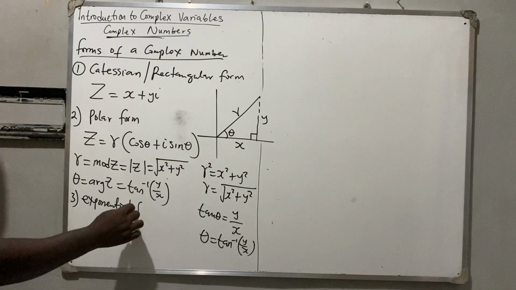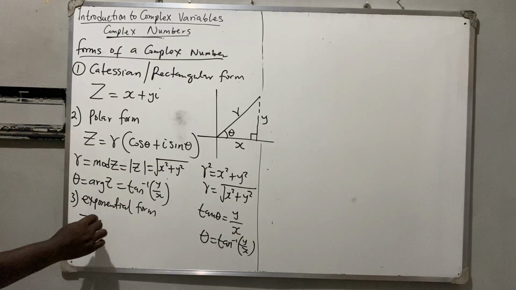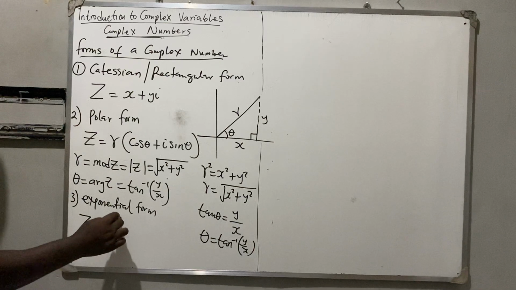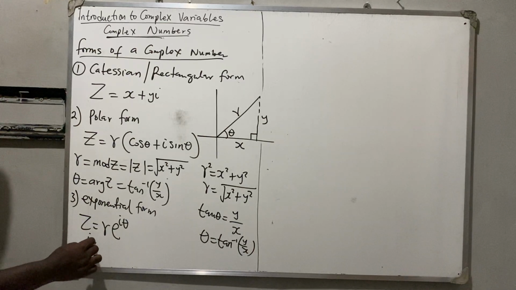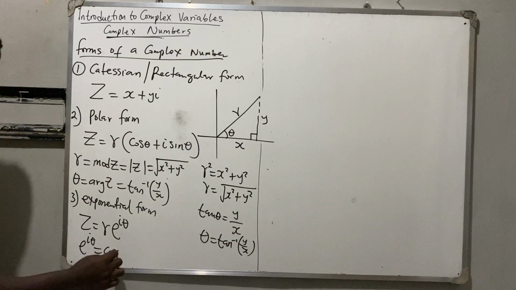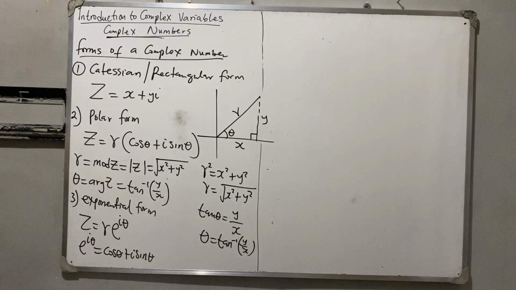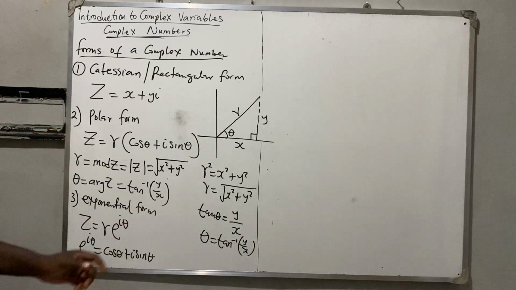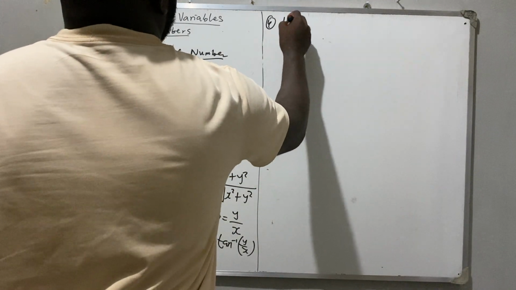Now for the exponential form, we have that Z is equal to R exponential I theta. Why? Because exponential I theta is the same thing as cos theta plus I sine theta. So to express it in exponential form, we say that Z is equal to R exponential I theta. So the fourth one I was talking about is the logarithm form.